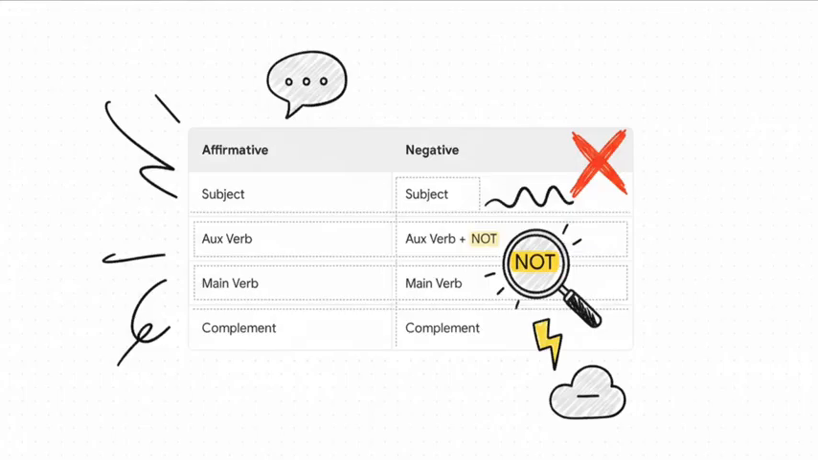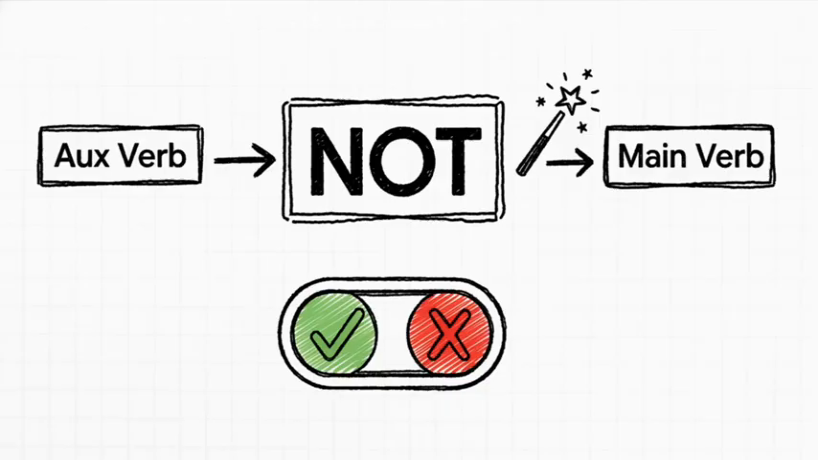On the left, we've got our good old affirmative sentence. And on the right, the negative version. Can you spot the difference? Yep, it's just that one little word, not. All you have to do is put it right after the auxiliary verb, and you've completely changed the sentence's meaning. Seriously, think of not as the magic word. You just pop it in right after that helping verb, and bam, you've flipped the sentence from a yes to a no. It's a super simple move, but it has a massive impact.